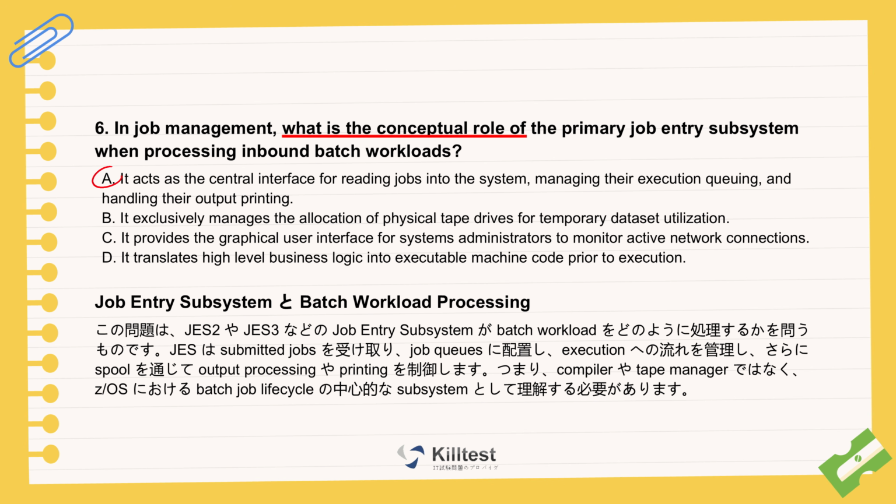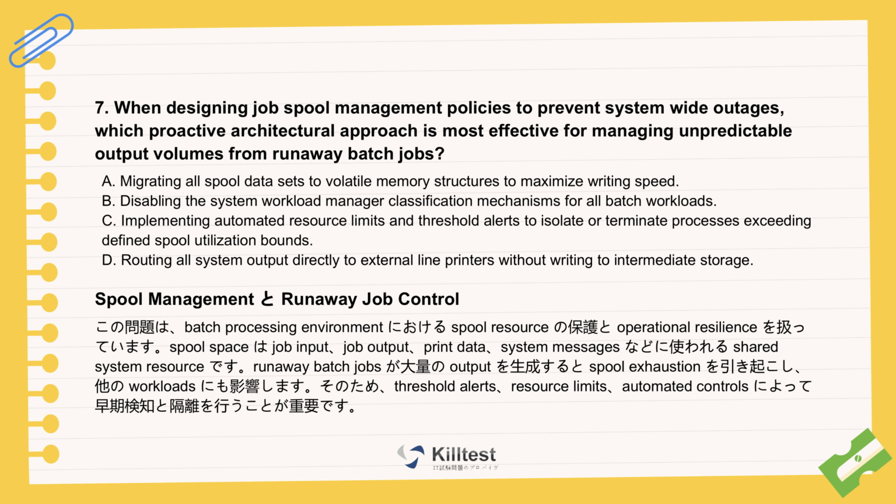Which perfectly sets up our nightmare scenario from the intro. Question 7. When designing job spool management policies to prevent system-wide outages, which proactive architectural approach is most effective for managing unpredictable output volumes from runaway batch jobs? The correct answer is C.